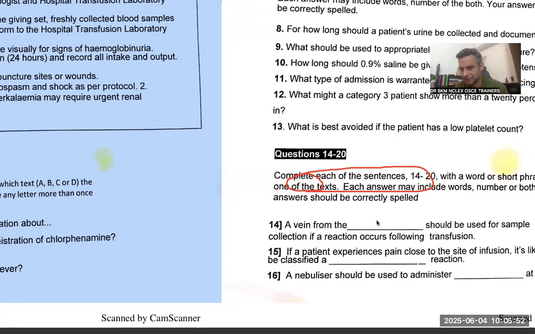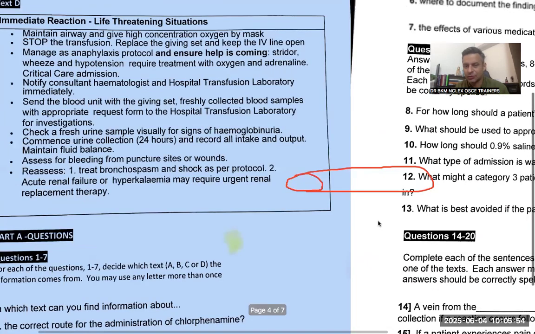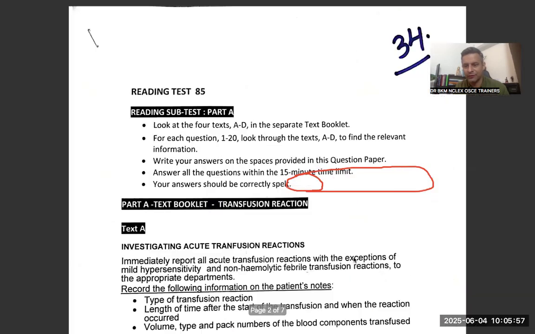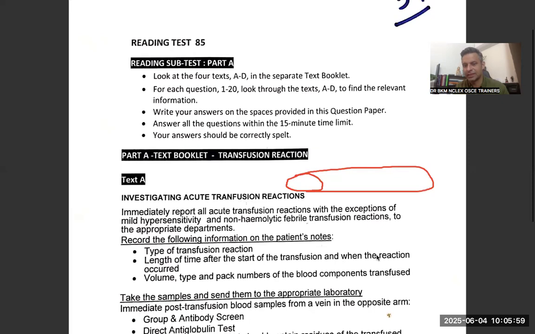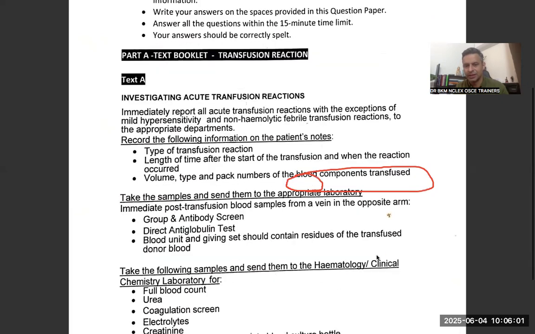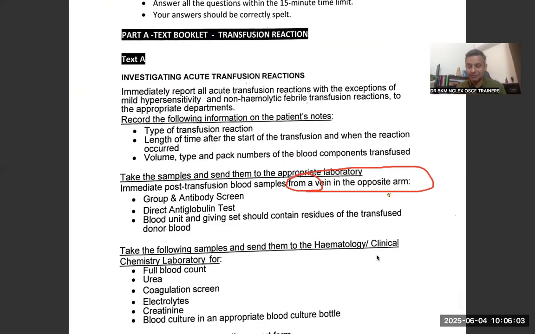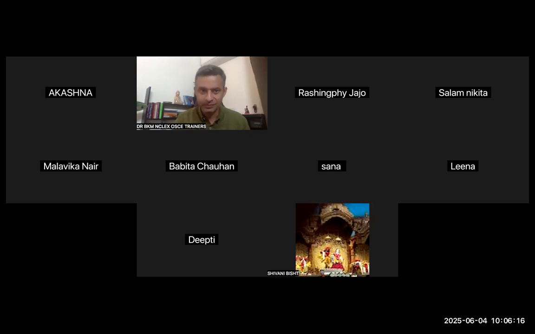From the. So the word from is replaced: from a vein from the opposite arm. So that is how you will do it. There it is. So you will find these. By chance, sometimes they do not hit your eye, but you now know the question. By the time you are doing other things, you will find that thing. That is how it will happen. But you have to give yourself a chance.